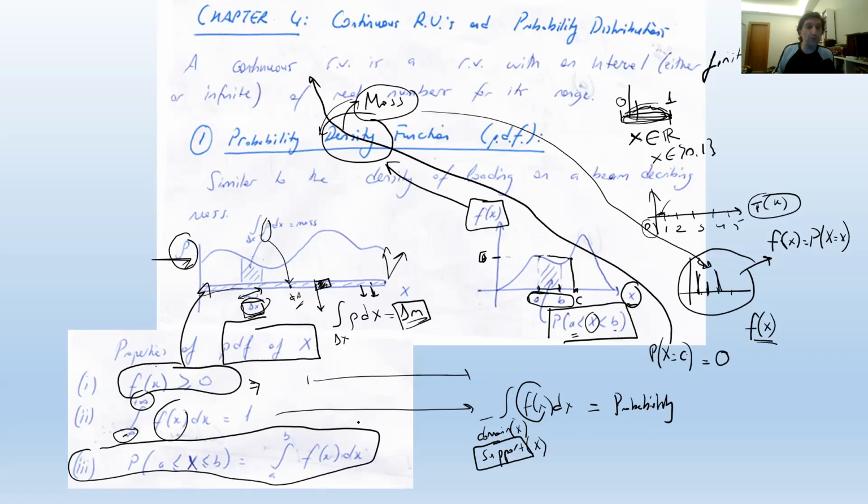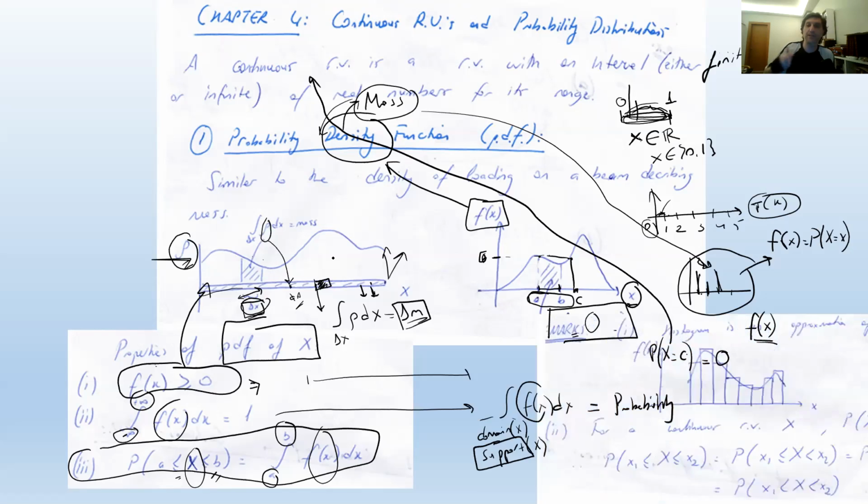If you would like to convert this density to probability, you integrate it over region A to B, and in this case, the probability will be equal to the probability of x greater than or equal to A, and less than or equal to B. So this is how you can convert a probability density function to probability.